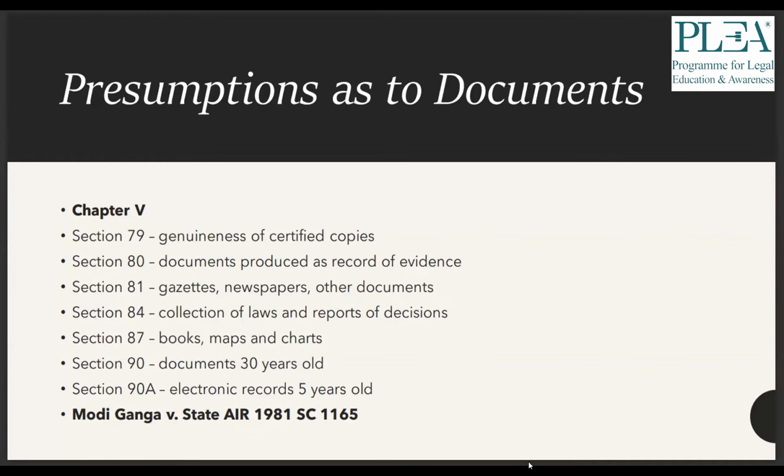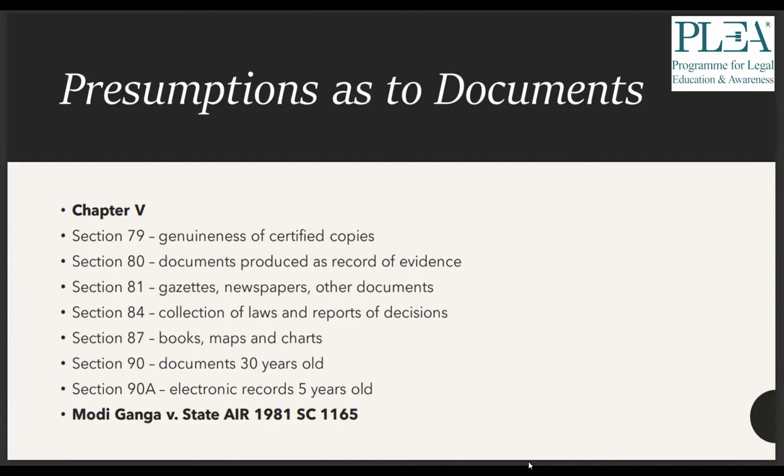That's what it means. Section 80 talks about documents produced as record of evidence. That only means that whatever documents you have given to the court as evidence to support your case are admissible under section 80. Section 81 talks about gazettes, newspapers, and other documents being relevant as they are presumed. Now, why is it included under this topic is because they are presumed as documents which are admissible as evidence in the court of law. So there is no dispute unless you prove that they are fake, but gazettes, newspapers, certified copies are all prima facie considered to be true.